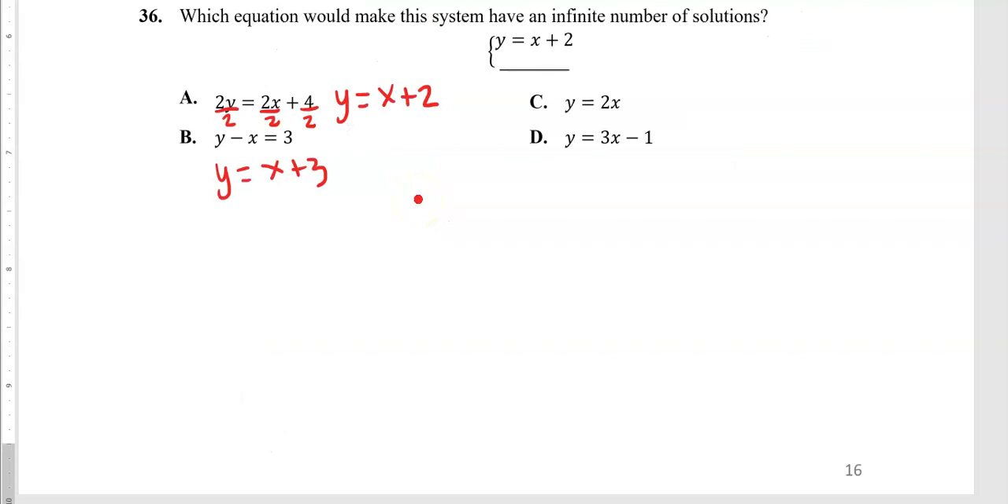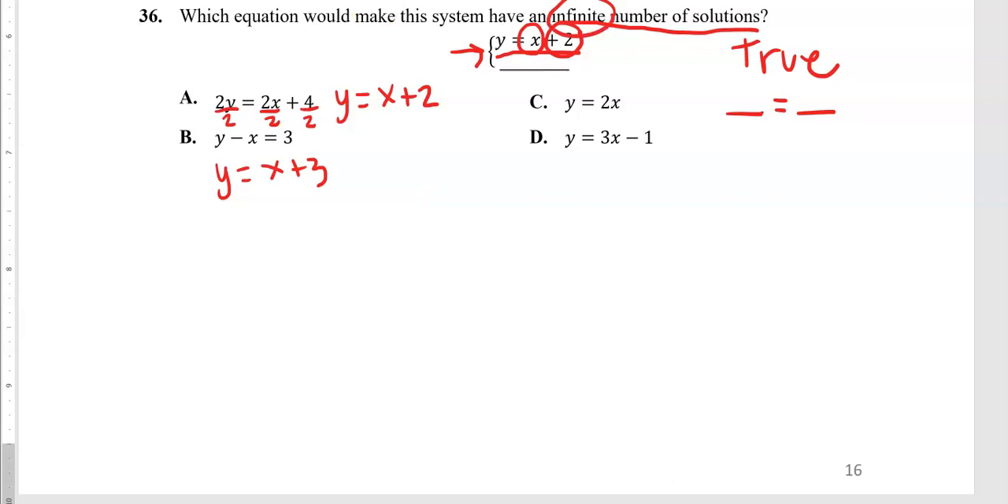All right, on question 36, we need to figure out which of these 4 equations would we need in order to have an infinite number of solutions for this system right here. If you remember, infinite number of solutions means that it needs to be a true statement, meaning this side needs to be exactly the same as this side. So if this is my equation for my first system, y equals x plus 1, I need to have the same slope and the same y-intercept in order for it to be infinite.